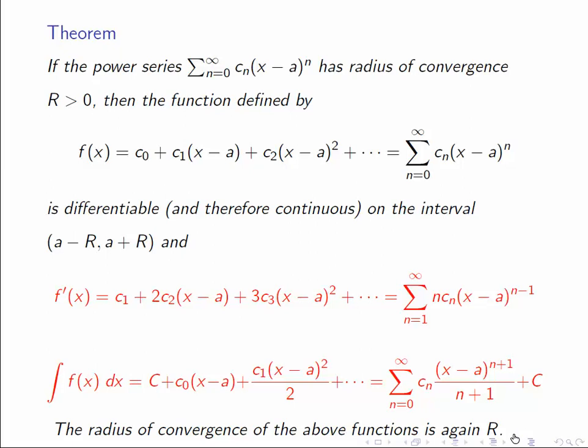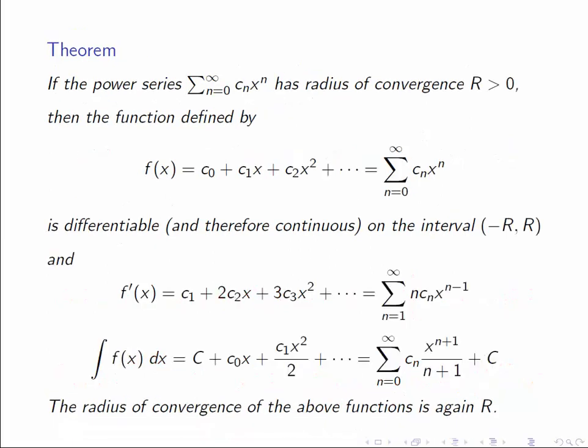Importantly, the radius of convergence of these two functions, the derivative and the integral, is the same as the radius of convergence of the original function. It's again R. Let's have a look at the simpler situation where the power series is centered around 0, i.e. when a equals 0. This is a Maclaurin series.